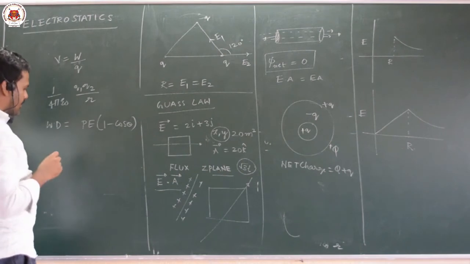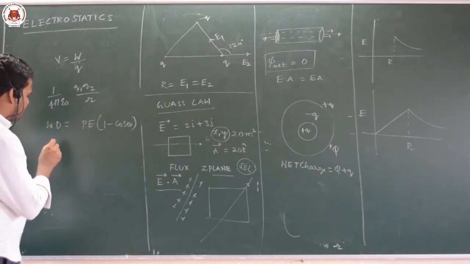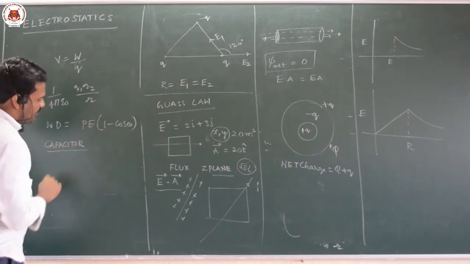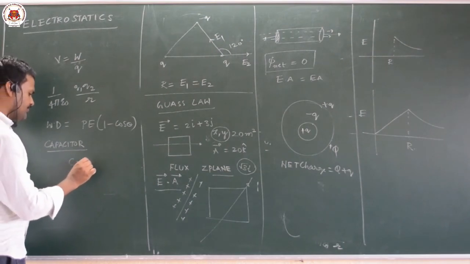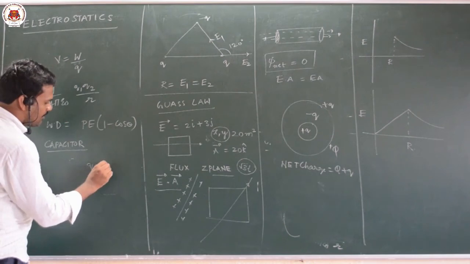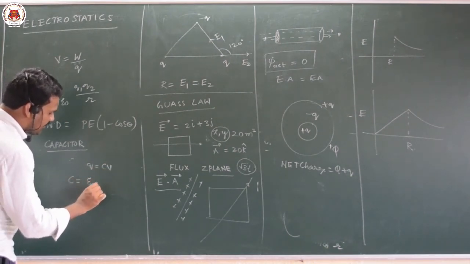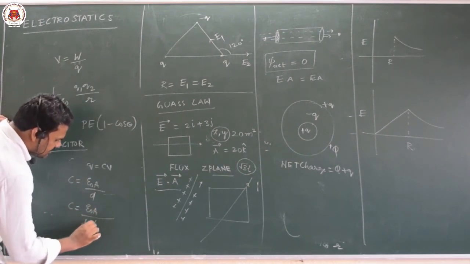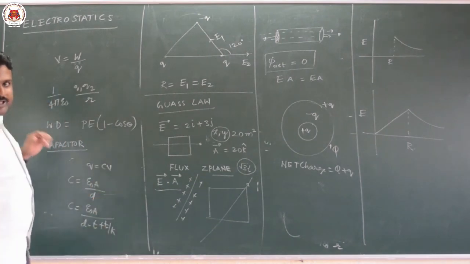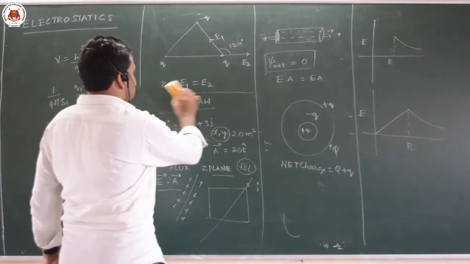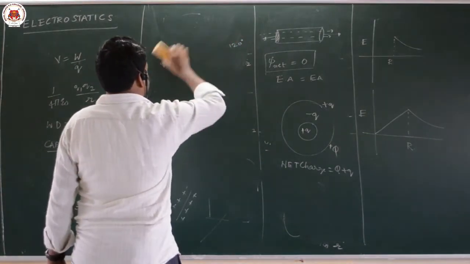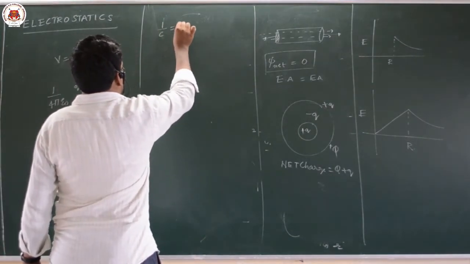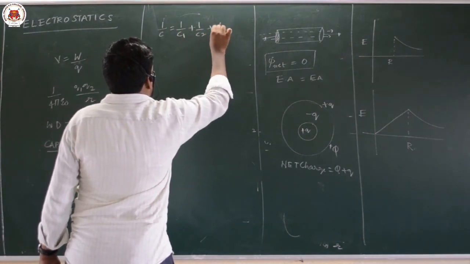Next topic is capacitor. Capacitance: Q is equal to CV, and capacitance is equal to epsilon naught A by D. If you keep a dielectric, capacitance is equal to epsilon naught A by D minus T plus T by K. If you keep capacitors in series, the effective capacitance is given by 1 by C is equal to 1 by C1 plus 1 by C2 plus 1 by C3.